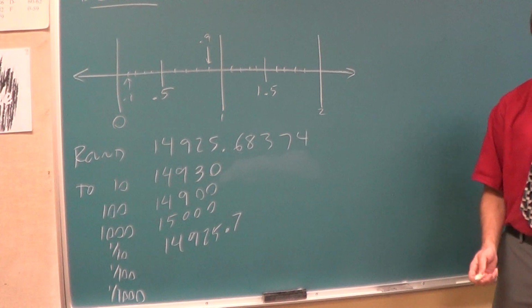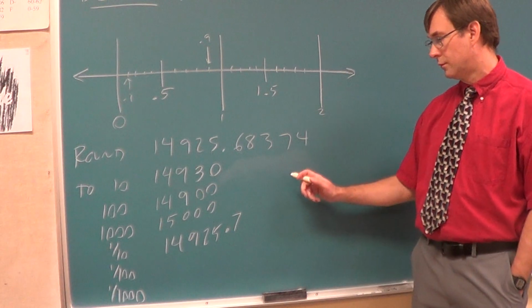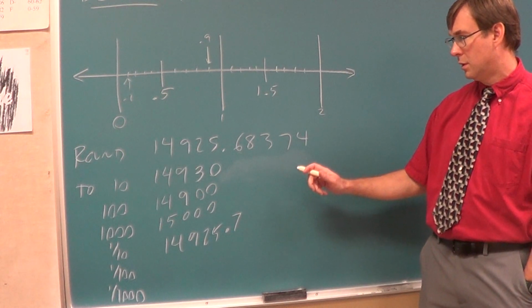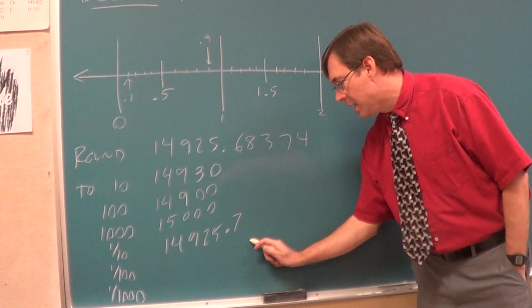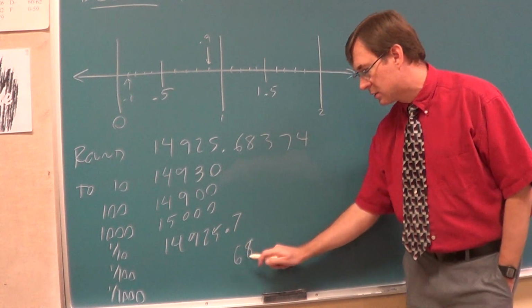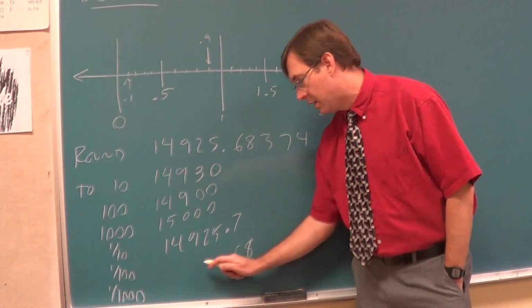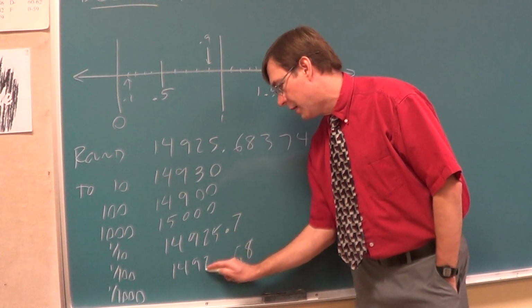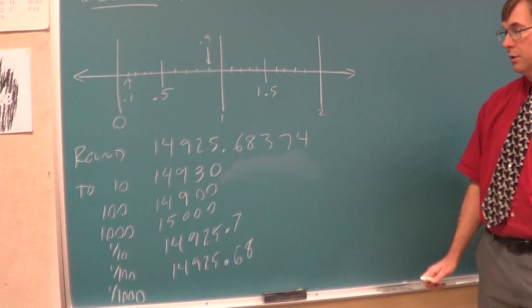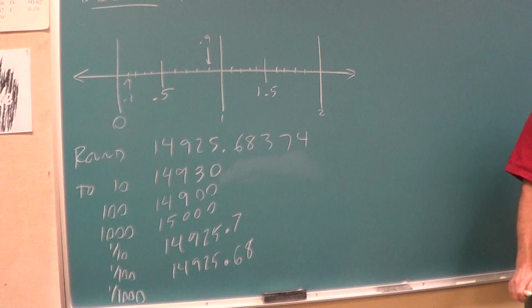100th place, somebody? We keep it an 8. Okay, 100th place is the 8, and we keep it, because 3 can't do anything. Keep the 6. And then keep everything to the left, including the point. So 14925, point, 86, and no zeros. Agreed.